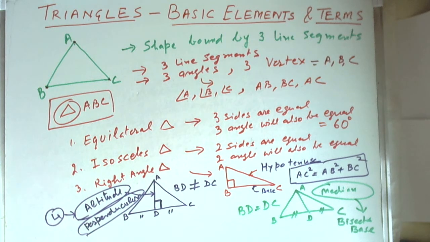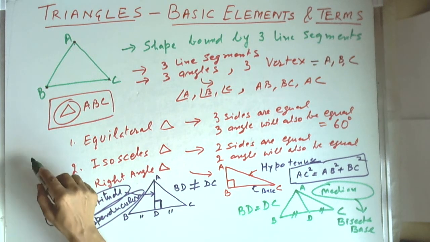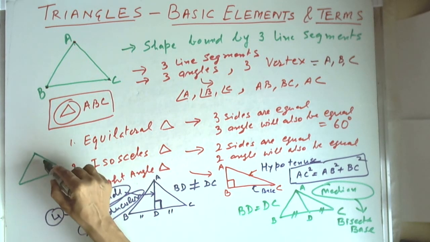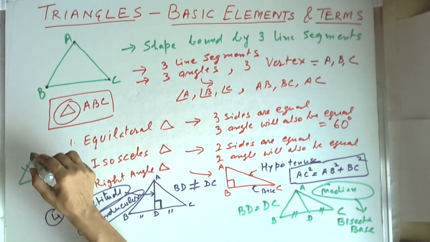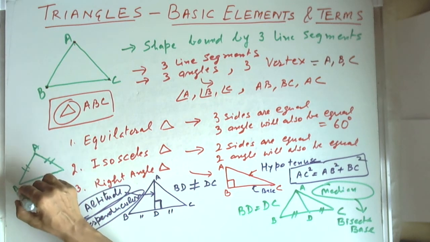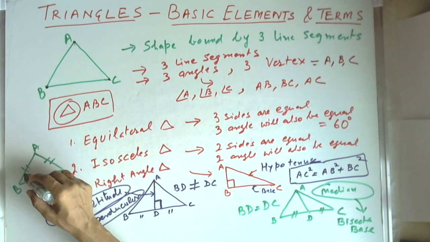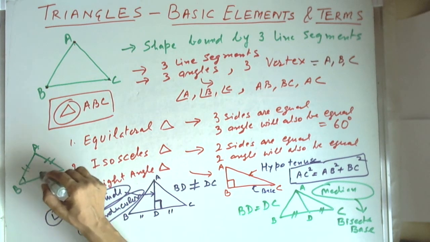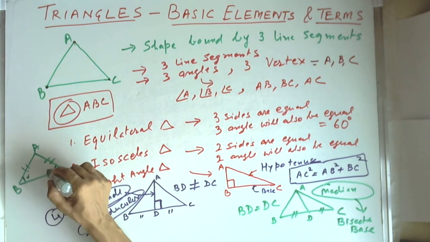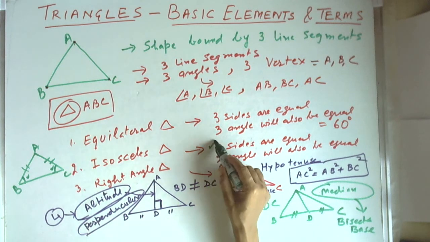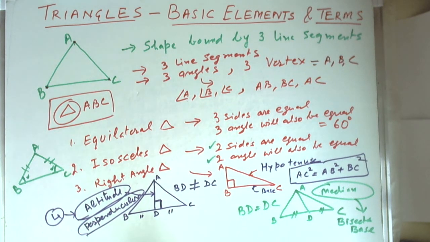Then we learned what an isosceles triangle is. In an isosceles triangle, what happens? Two sides are equal. So suppose ABC is there, then two sides are equal: AB is equal to AC, and this angle is equal to this angle. But all three angles are not equal. So in an isosceles triangle, two sides are equal and two angles are equal.